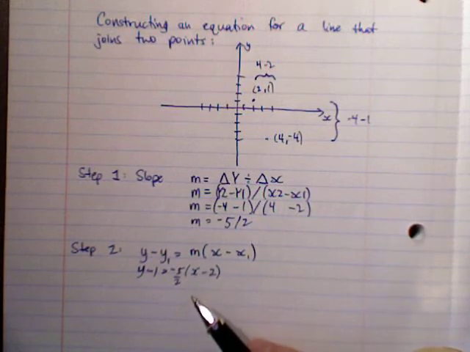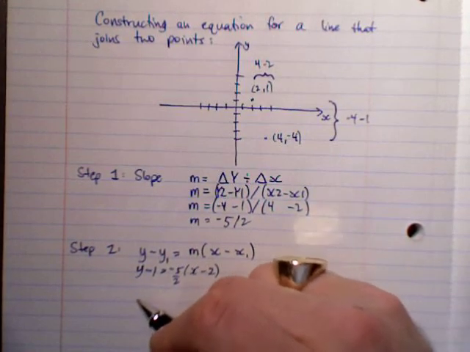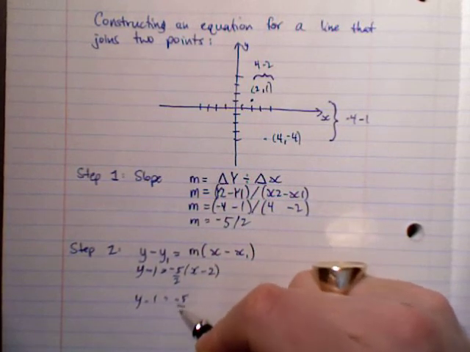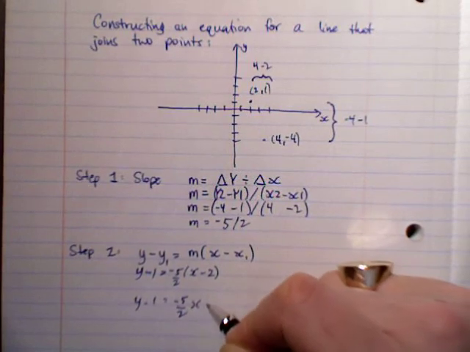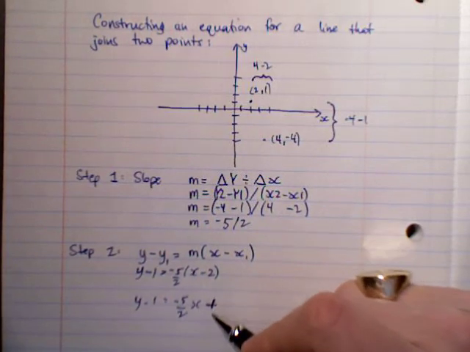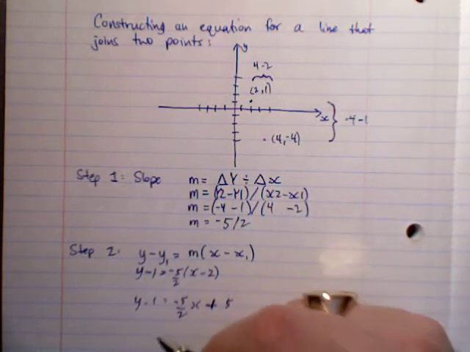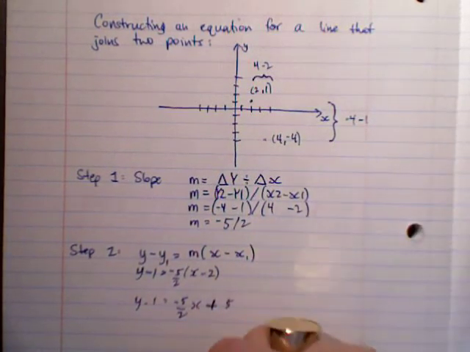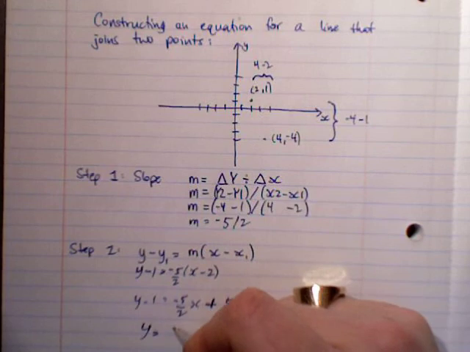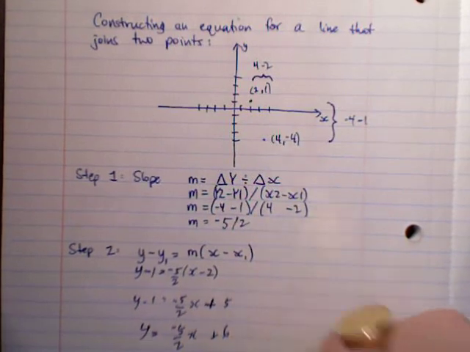If we want to simplify this a little, we can multiply it out, so we end up with y minus 1 equals negative 5 halves x minus, and then times a negative 5 halves, so it's going to be plus, and negative 5 halves times negative 2 ends up being 5. Then we can bring the 1 over, which gives us the equation for our line, which is y equals negative 5 halves x plus 6. There we go.